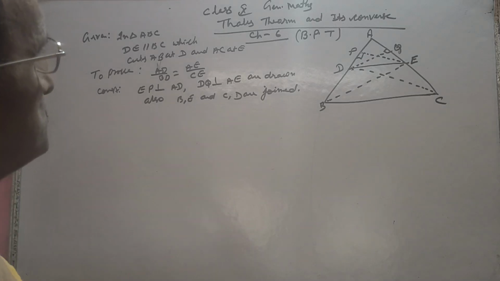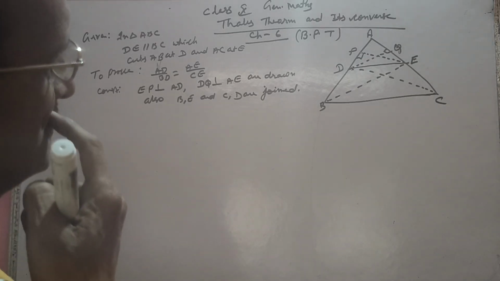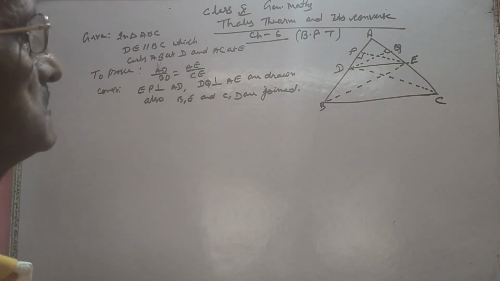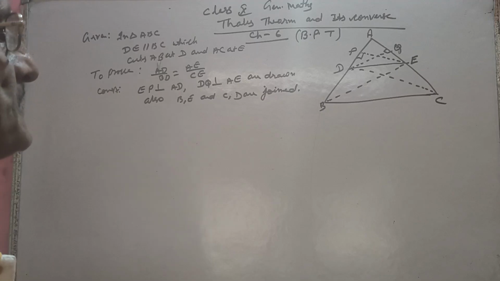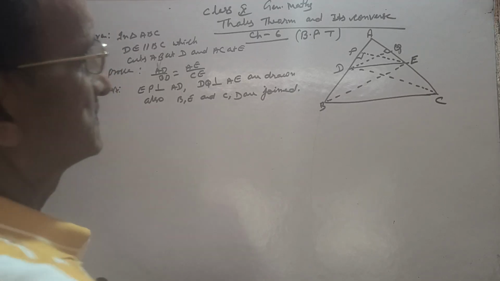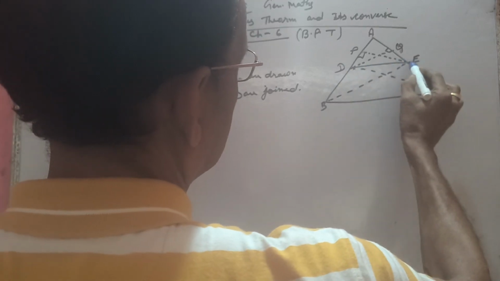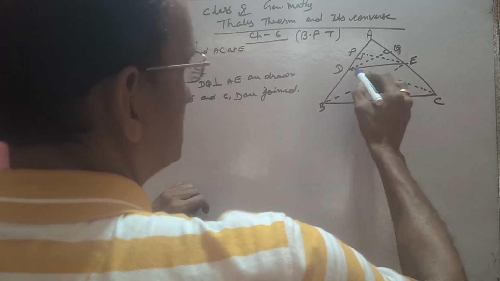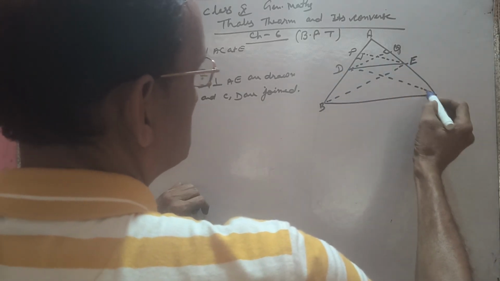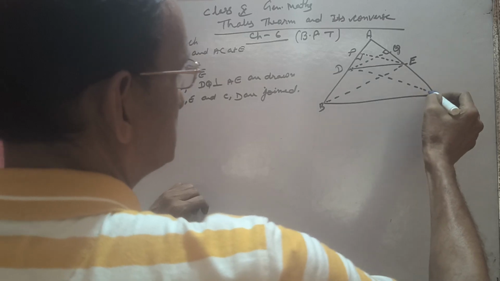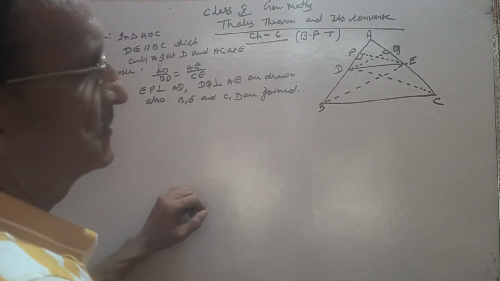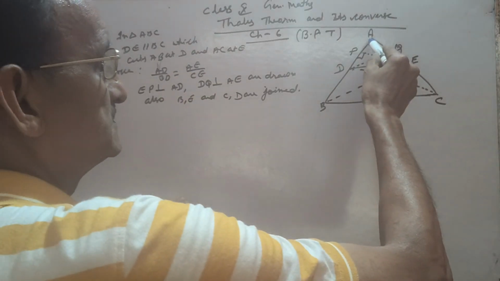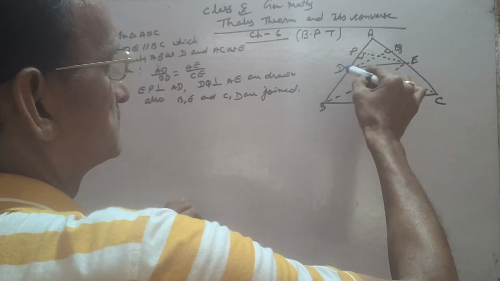important sums related to this theorem. Okay, so this is a very easy theorem but very important and very widely used. So try to be attentive here. This theorem states that in a triangle, if a line is drawn parallel to one side, then this line will divide the other two sides in equal ratio. Or, if a line is drawn parallel to one side of a triangle, it divides the remaining two sides proportionally.